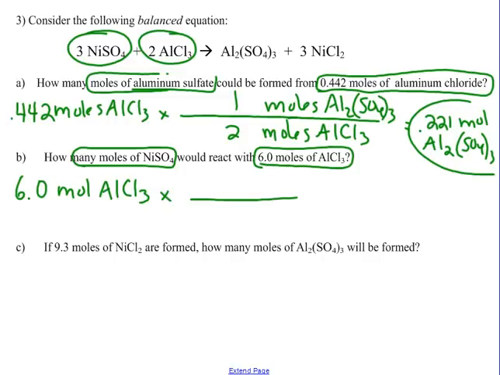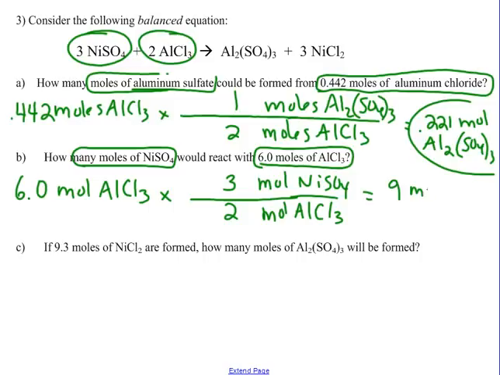Set up a conversion fraction. Moles of AlCl3 in the denominator. Moles of NiSO4 in the numerator. Now go to your equation, get the coefficients. For NiSO4, the coefficient is 3. And for aluminum chloride, the coefficient is 2. So your math here is 6 times 3 divided by 2, and you will get 9 moles of nickel sulfate.